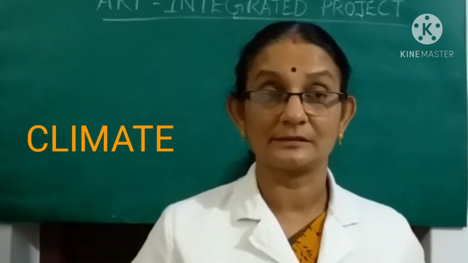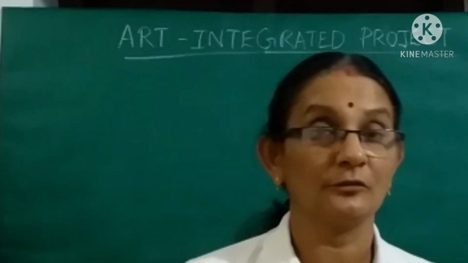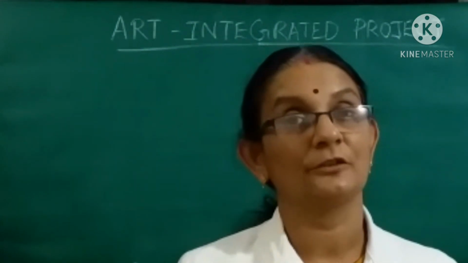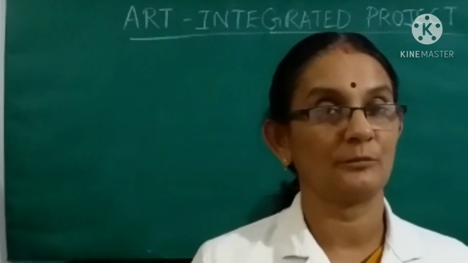So children, before winding up the class, I would like you to know an important thing. That is about our art integrated project. Last year, you all have done an interdisciplinary project. Do you remember that? So this year you are going to do an art integrated project. And the topic for this year in Maths is climate. What you have to do is show the time of sunset and sunrise in Himachal Pradesh during the month of December on a clock. So you have to draw a clock and show the time on it.